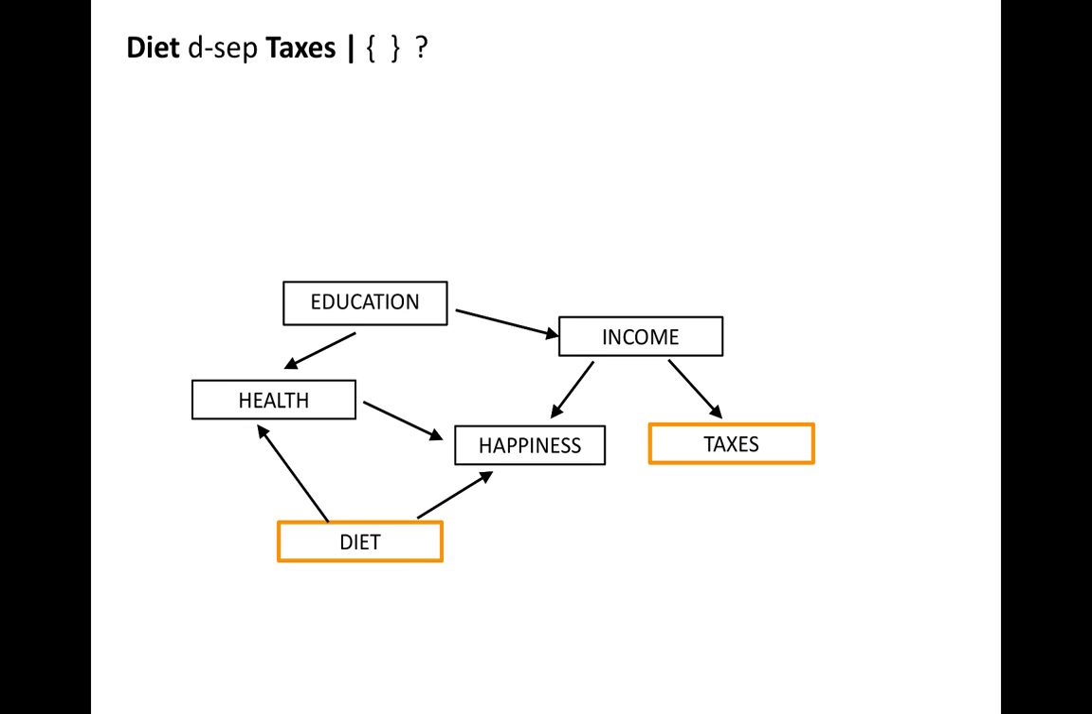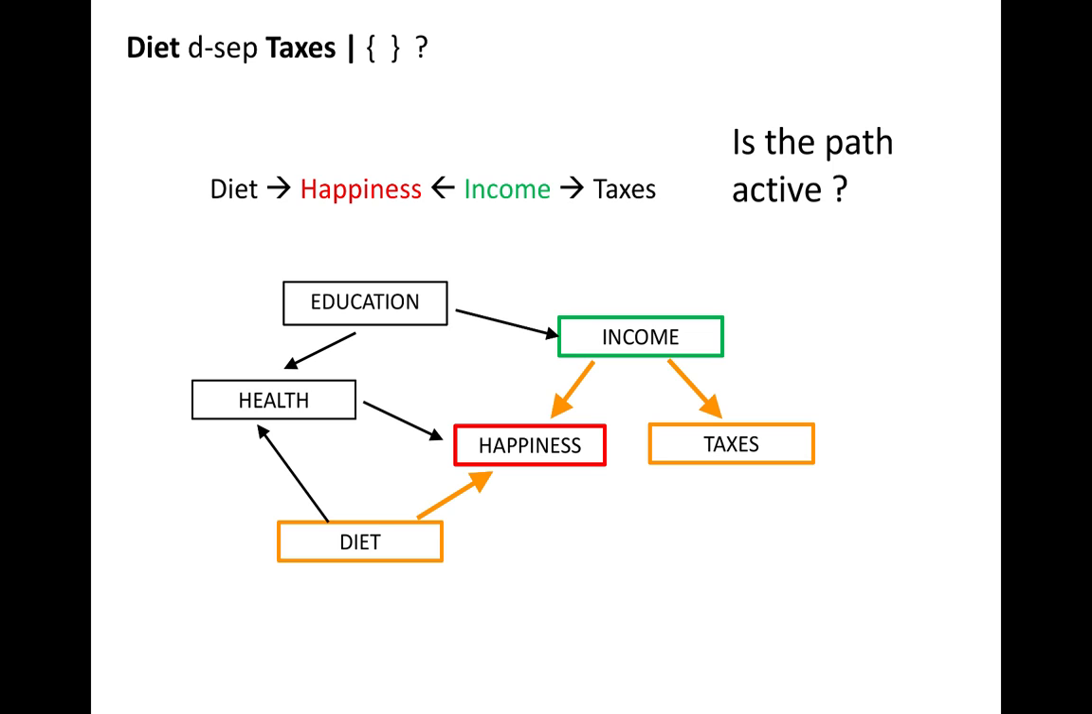In path 1, from diet to happiness to income to taxes, happiness is a collider, which, relative to the empty set, is inactive. Income is a non-collider, which, relative to the empty set, is active. Is the path active? No, as all the nodes have to be active for the path to be active.